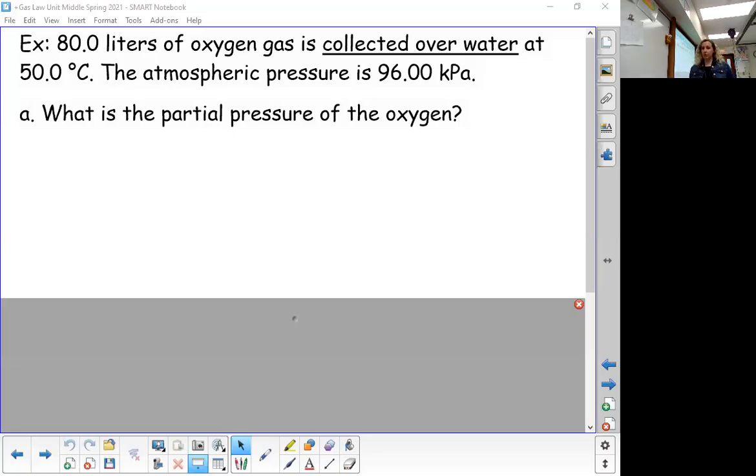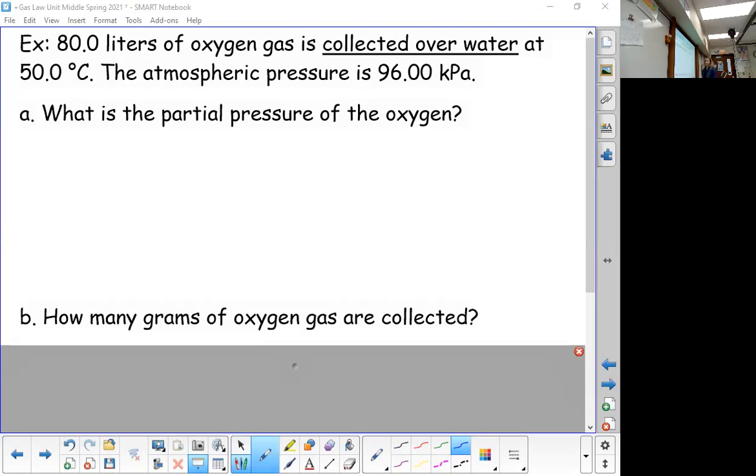Okay, so I said I would do a quick video lecture on how to use Dalton's law of partial pressure to solve a problem. So here is a problem where a gas is collected over water. It's collected at 50 degrees Celsius, and it gives us the atmospheric pressure is 96 kilopascals, and it wants to know what is the partial pressure of oxygen.